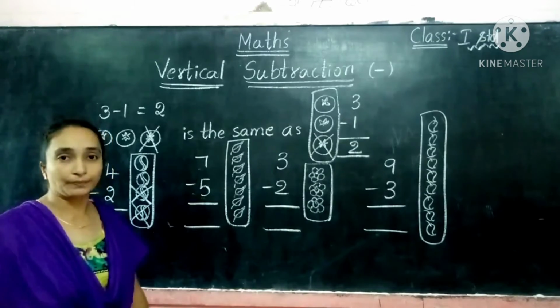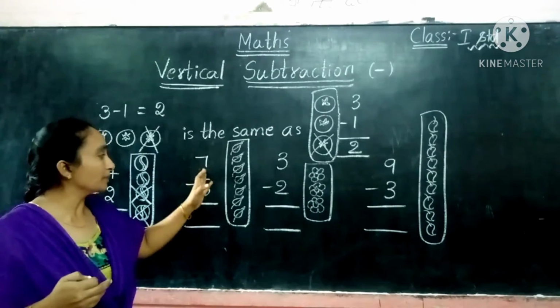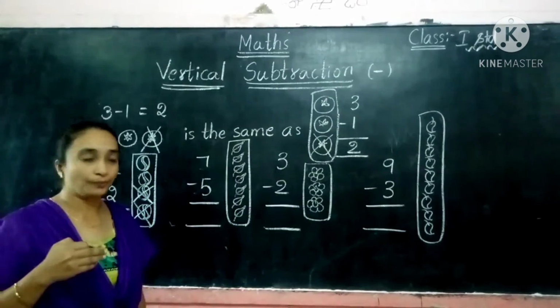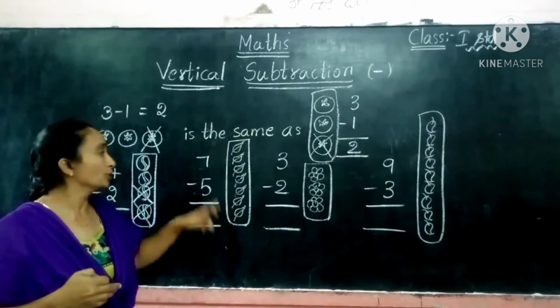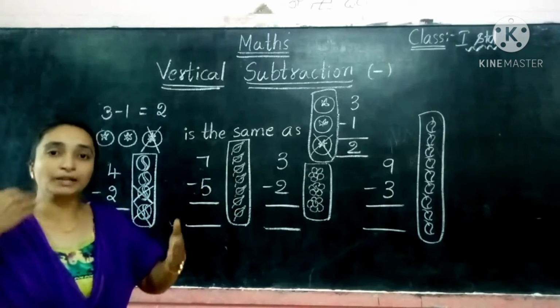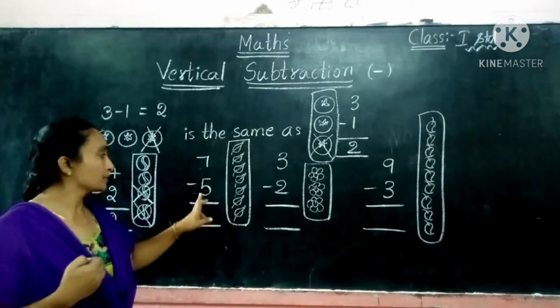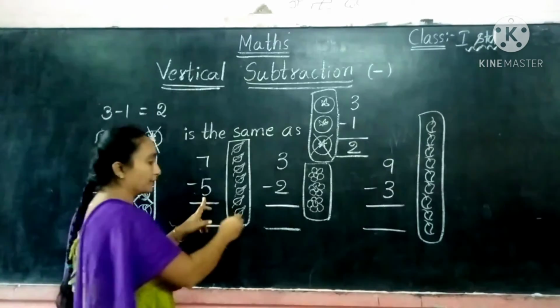The second number, always from the big number, the small number we should remove. So 5 minus 7 we can't do. 7 minus 5 only we must do, because 7 is a big number. From the big number only we can subtract the small number. So minus 5, that is 5 leaves.